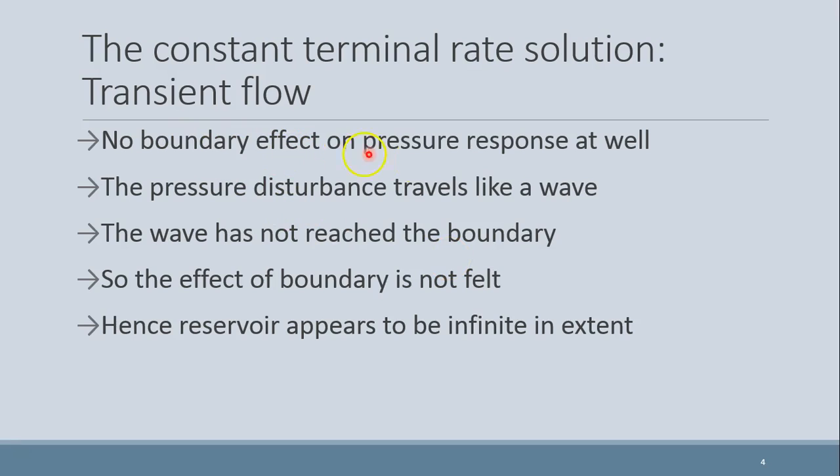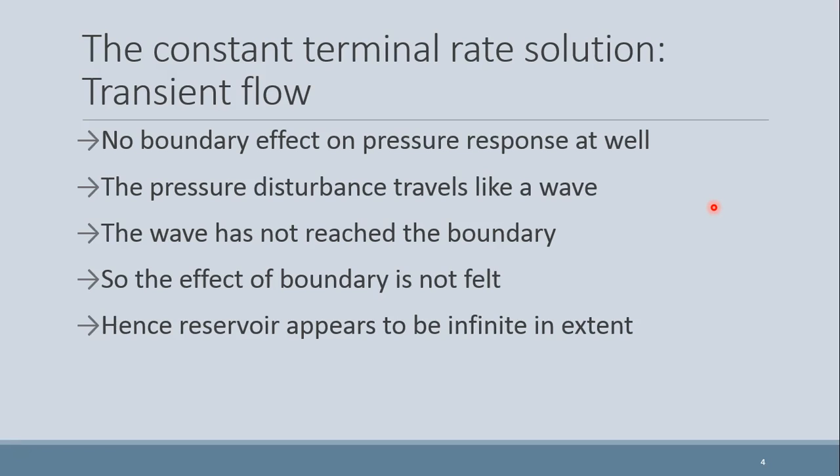There is no boundary effect on the pressure response. One thing to remember is that we can only measure the PWF, the flowing bottom hole pressure, at the well. We cannot measure the pressure anywhere in the reservoir, so basically we will be speculating what the pressure there will be. After changing the flow rate, we are measuring the pressure response at the well.